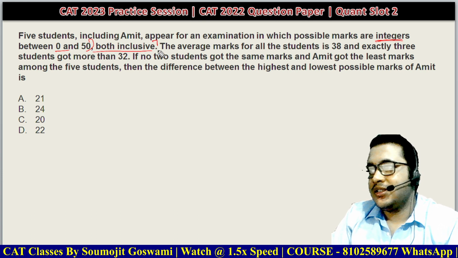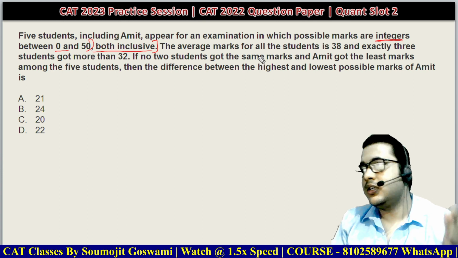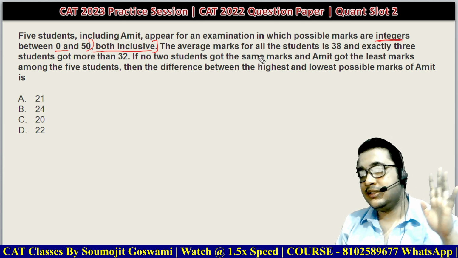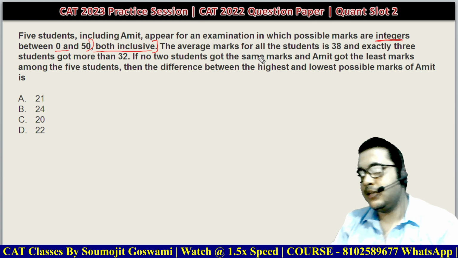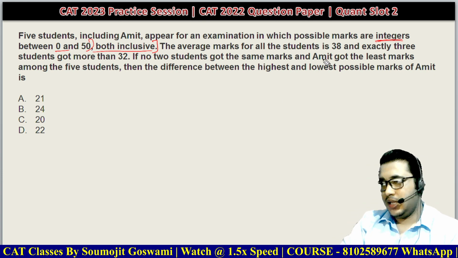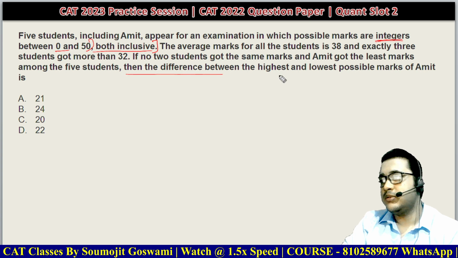Now the question starts. The average marks of all the students is 38 and exactly 3 of the students got more than 32. If no 2 students got the same marks and Amit got the least marks among the 5 students, then the difference between the highest and the lowest possible marks of Amit is.